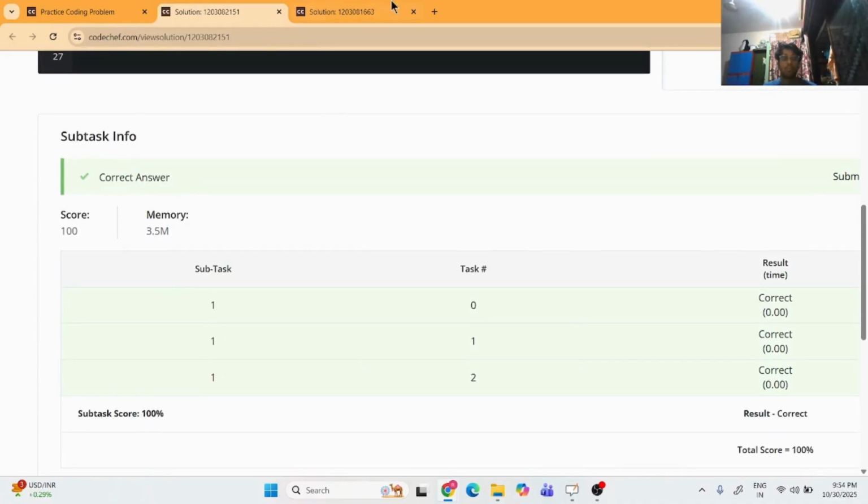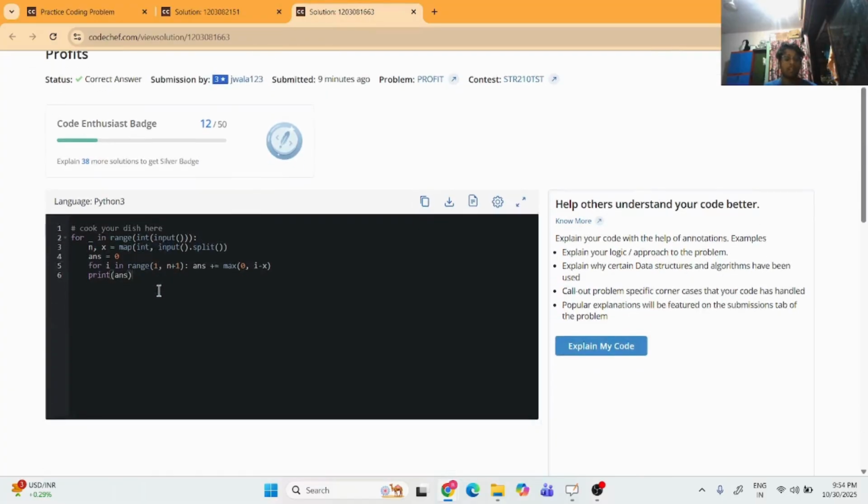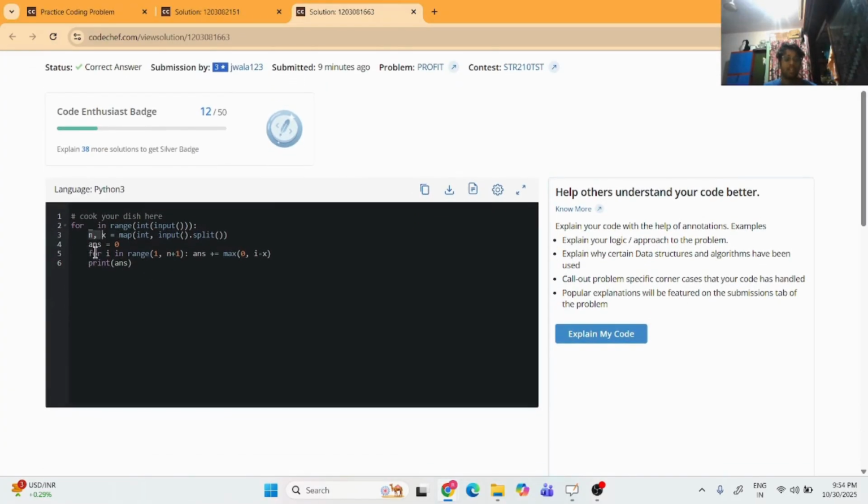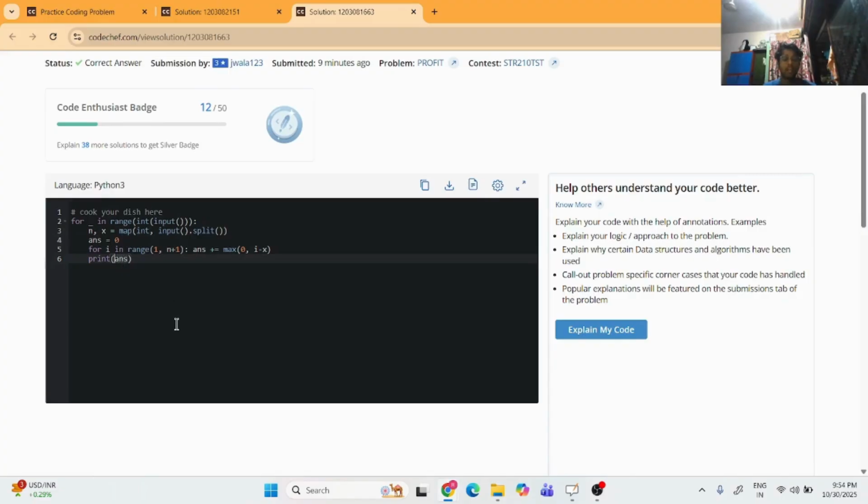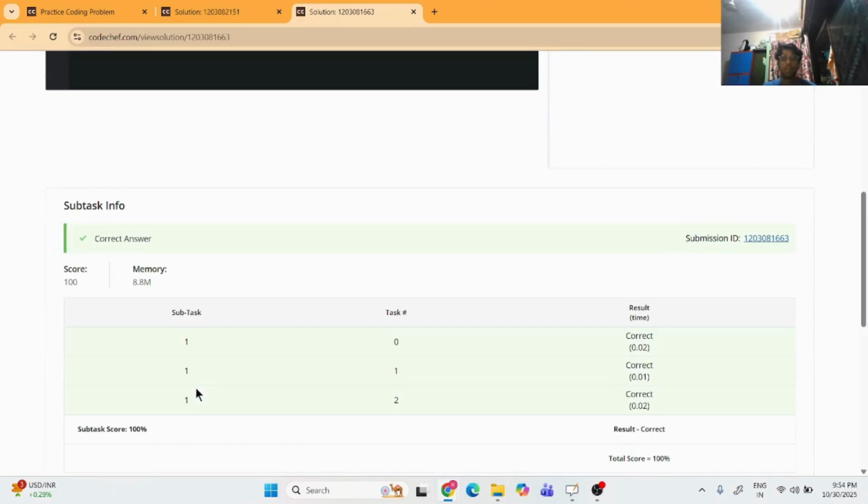Right, now let's move towards my Python code. So this is my simple Python code. I took the input for all the test cases as well as N, X. I initialize answer equal to 0. I'm running a for loop and doing my operation, getting the max in my answer, and at the last I'm simply printing my answer. And as you can see, guys, I have got my Python code. So I think the solution, the code and the approach is pretty much clear. Now let's meet in the next video.